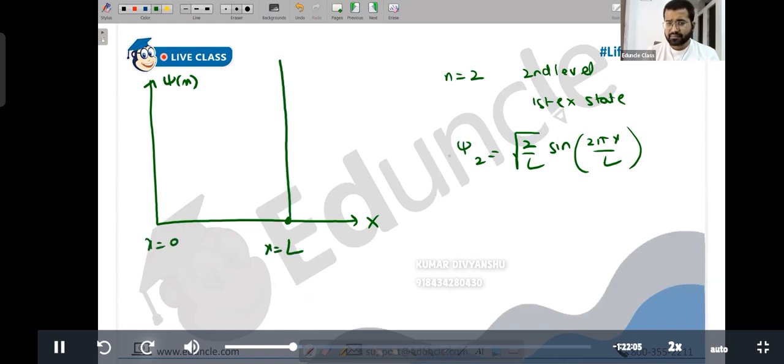So when x is 0, the wave function is 0. When x is L, L gets cancelled, sine 2 pi is again 0. When x is L by 2, let's check for the half wave. L gets cancelled, 2 gets cancelled, sine pi is still 0, so here also you are getting 0.